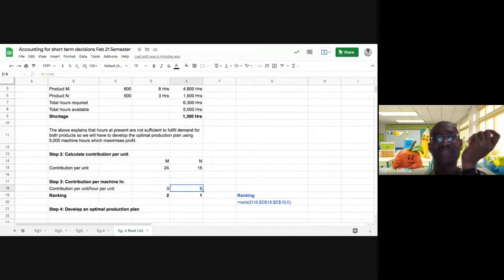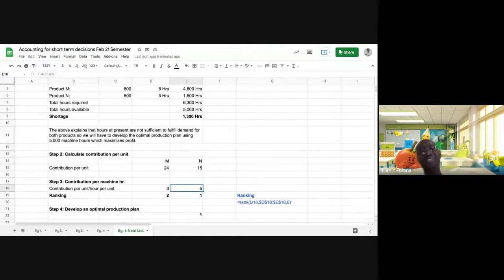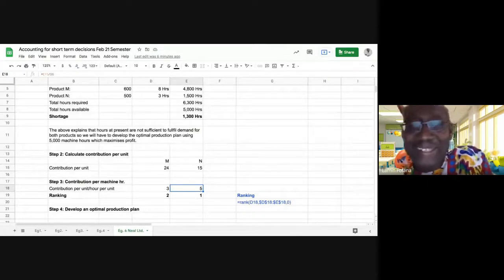You understand the concept? So N, even though it has got a lower contribution per unit, is easier to produce, it's quicker to produce. So that's why it has got what? High contribution per scarce resource. I think I have over-explained it now. We should move.